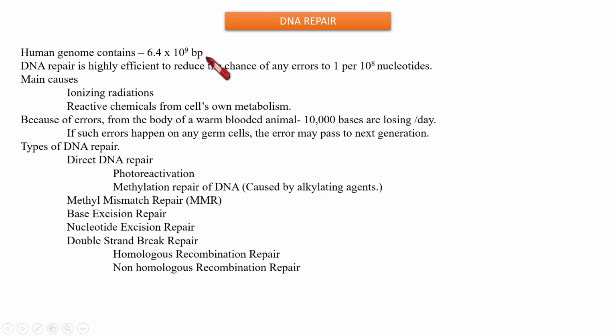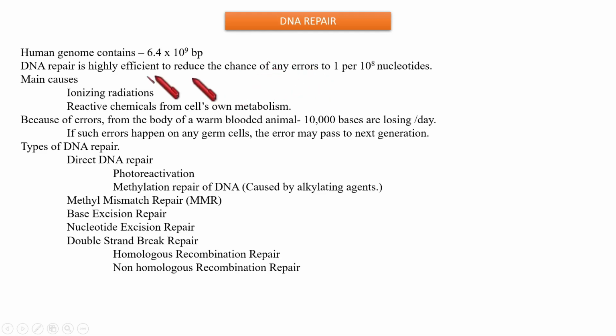So during the incorporation of these bases into a daughter DNA during replication, there is a chance to have some errors even if proofreading mechanisms are there. So because of that, our cell possesses a DNA repair system. And this DNA repair system is highly efficient, efficient to reduce the chances of errors incorporated into DNA.